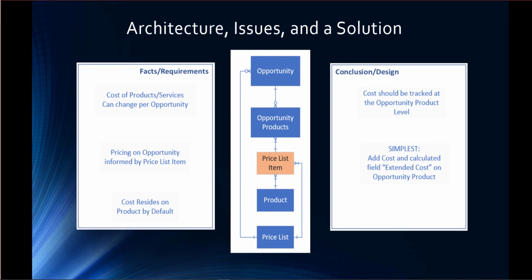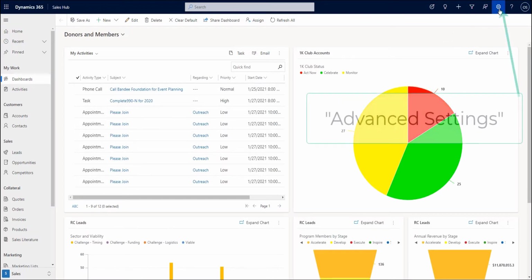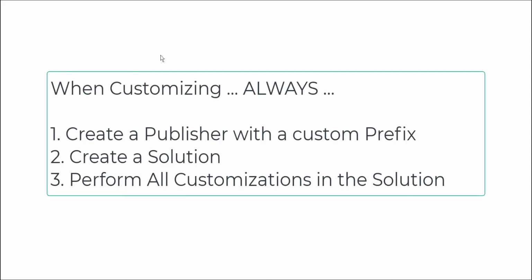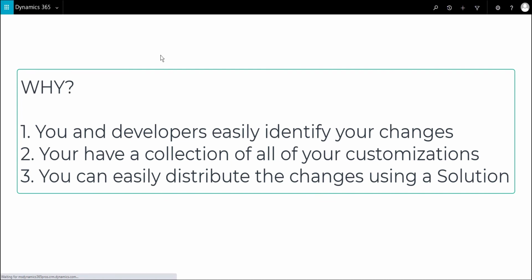Let's head into the environment now. Okay, now we're in an environment. And of course, we're going to begin with advanced settings. We're going to start with best practice, because whether you're a consultant working for others or whether you're working in your own environment, if you're going to be making changes, it's best to create a publisher with a specific prefix and solutions. Work inside of solutions. So we're going to methodically do that. This is best practice, and it's really worth doing it right. And that's why we're going to do it the way we're going to do it.